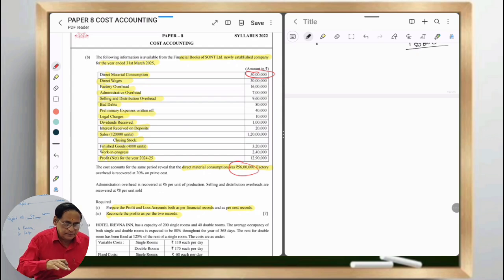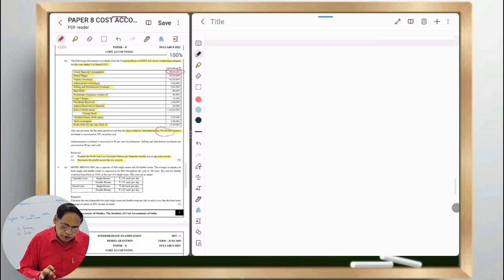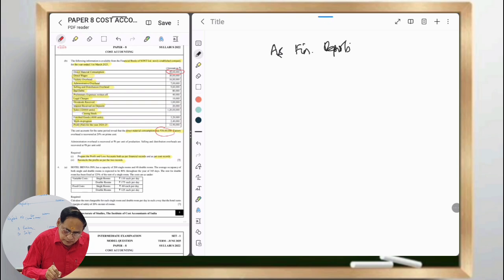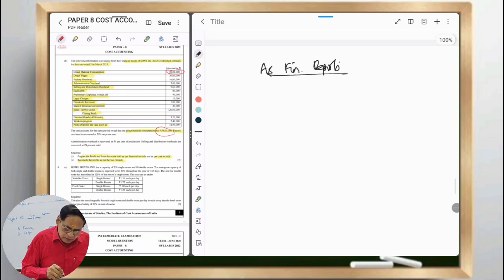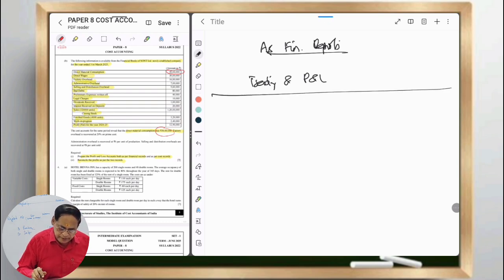So likewise there may be some differences. So let's prepare first as per accounting standard, as per financial records. We will prepare the trading account and profit and loss account. So first we will prepare the trading account, and then we will prepare the statement of cost and profit, and then we will reconcile. This is the question. So we have to prepare as per financial reports. Trading and profit and loss account. Trading and P&L for the year ended so and so, like that you can write it.